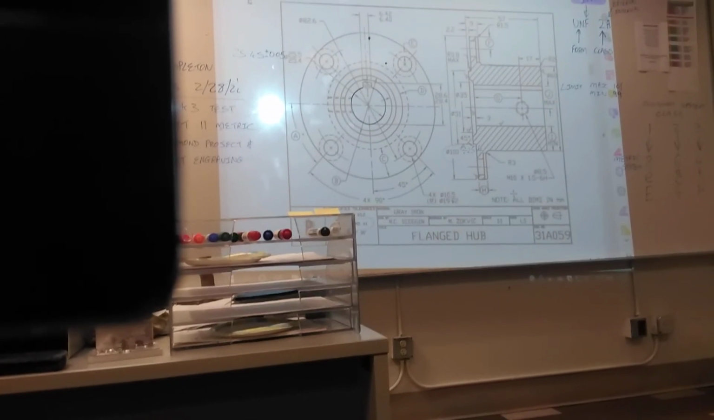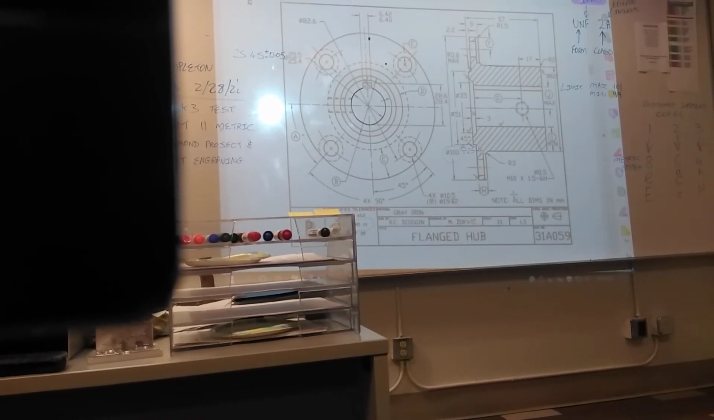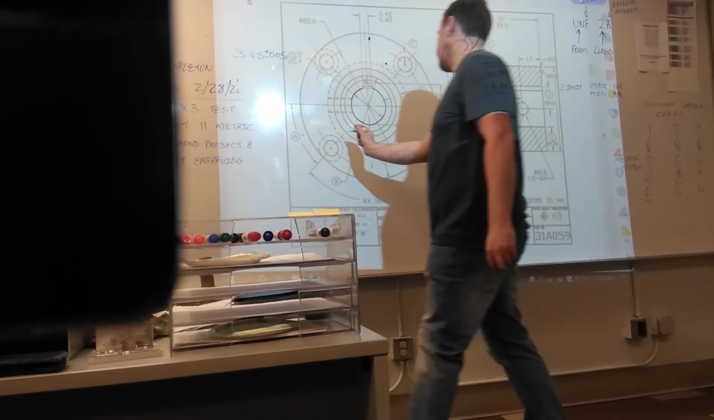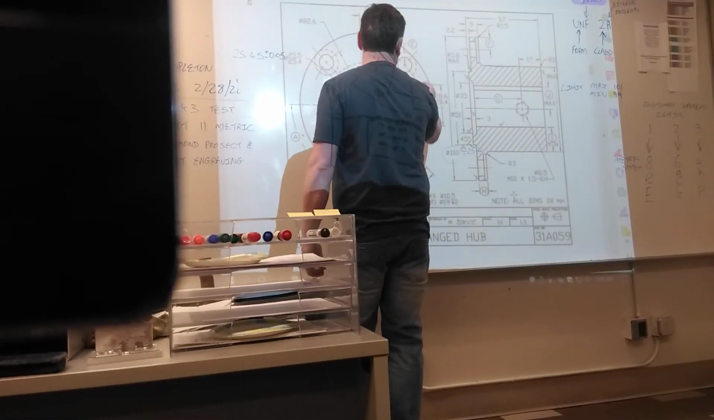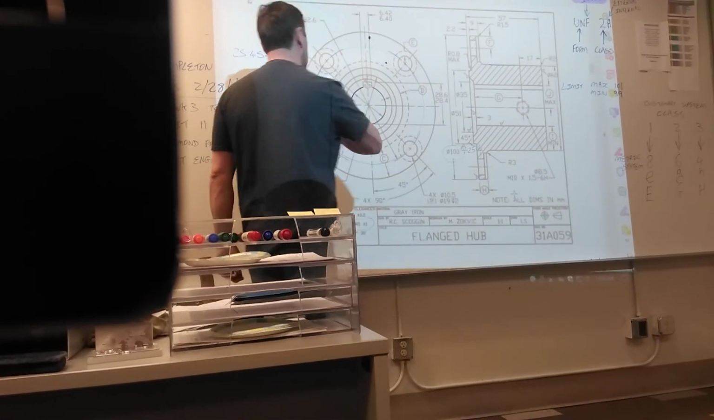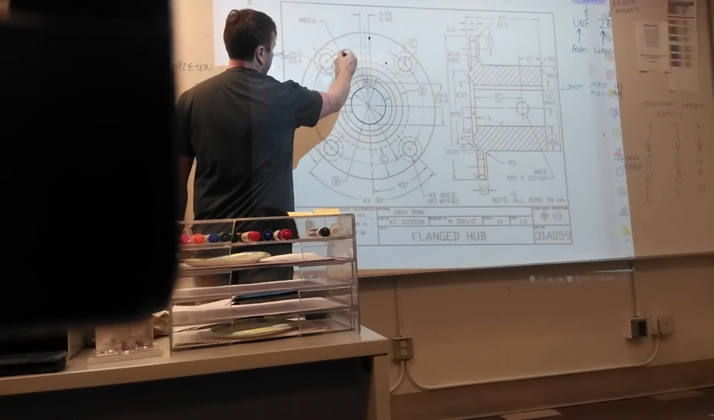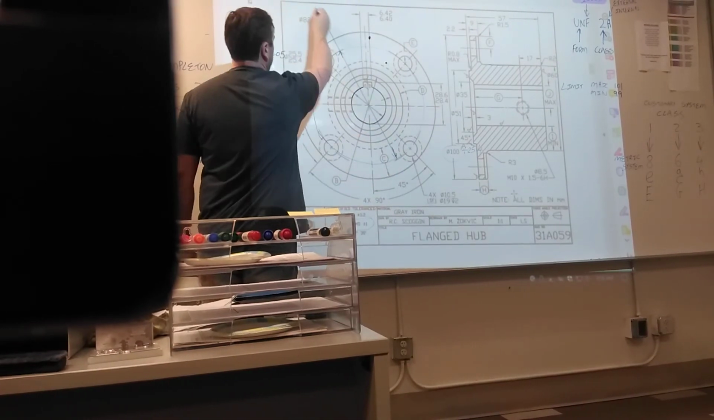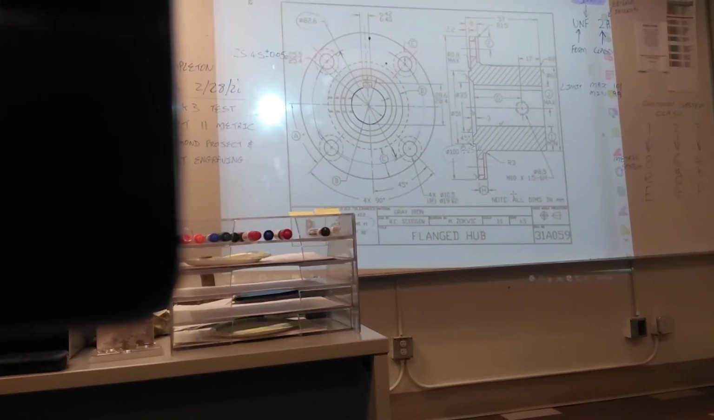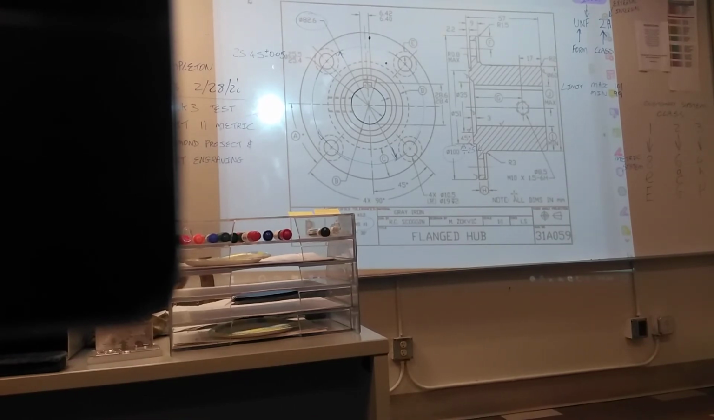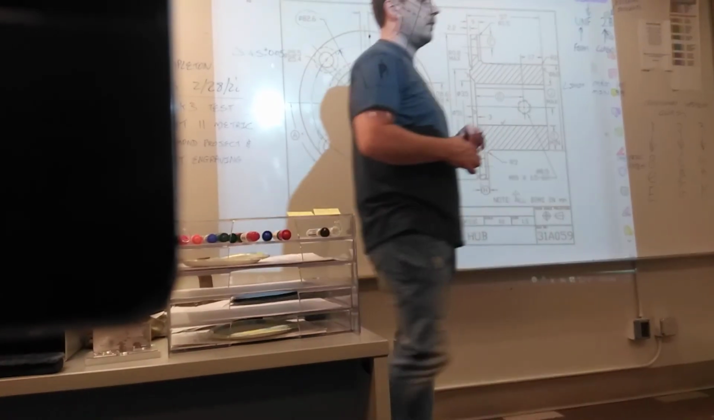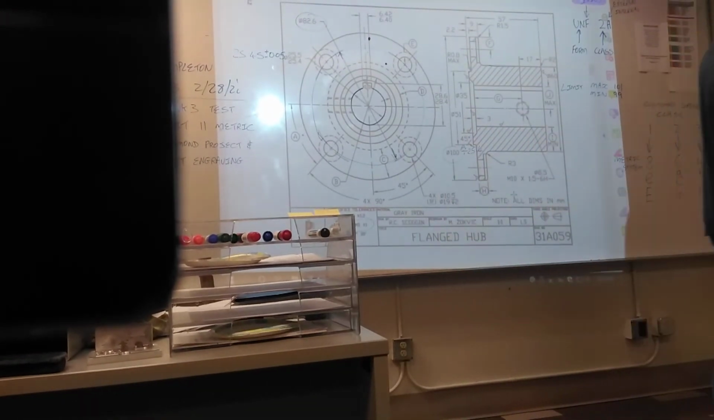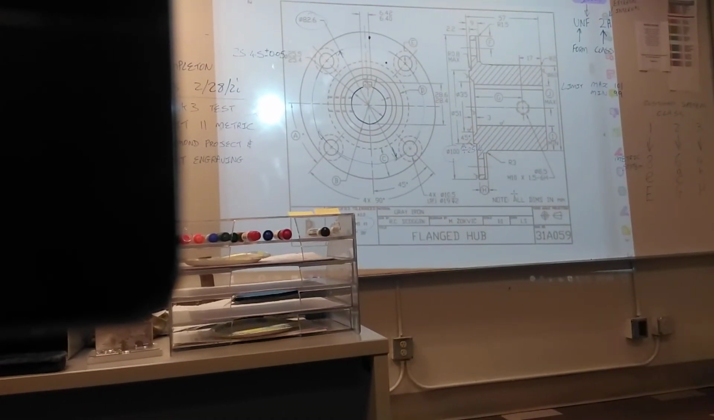Number 8, what is the diameter of the bolt circle? So what is the bolt circle? The bolt circle is this center line that all the holes are placed on. Its diameter is 82.6. What is the diameter of the spot face?